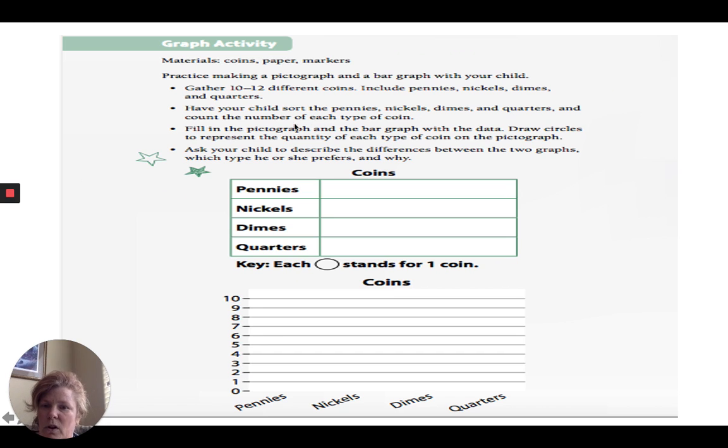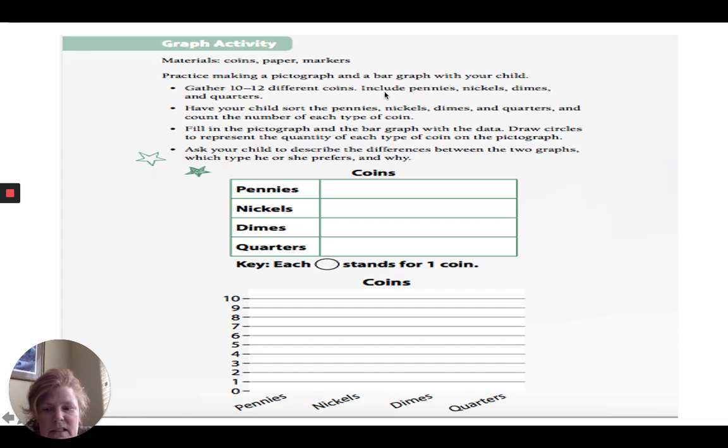Here is a short little graph that you can do. You can go get the coins out of your dad's pockets, or you can go get coins that are laying around, or coins that you can find. You can get them out of your mom's purse, but make sure you tell mom or dad if you get these things, because I don't want you guys to get in trouble for it. You need at least 10 to 12 different coins.